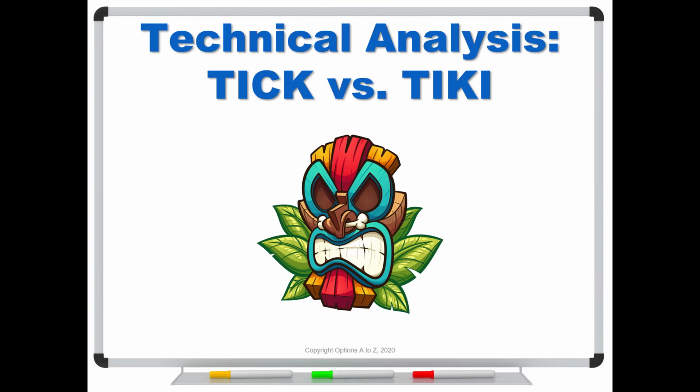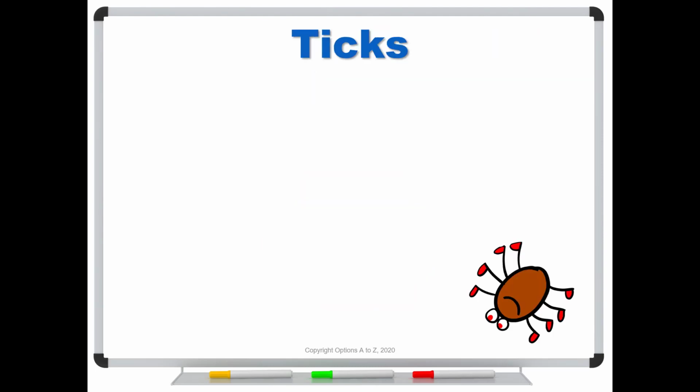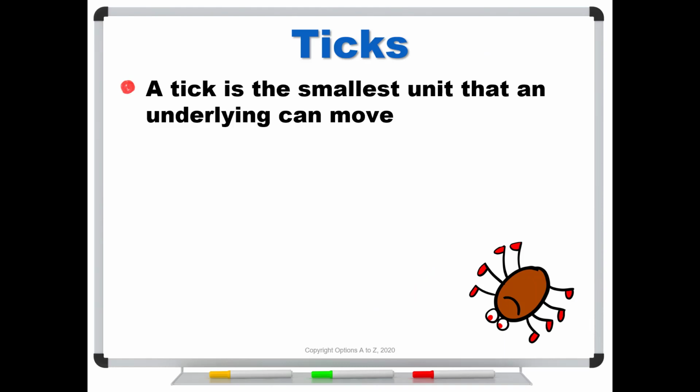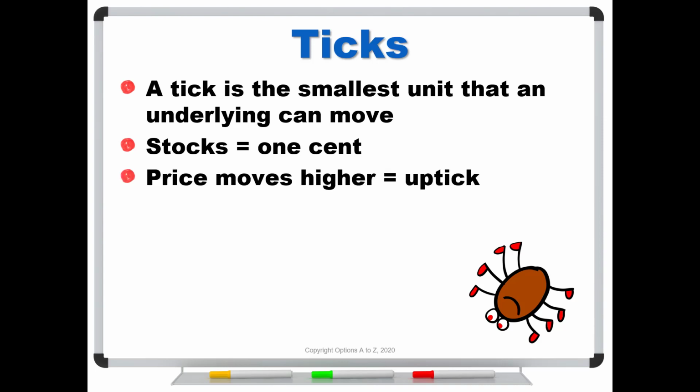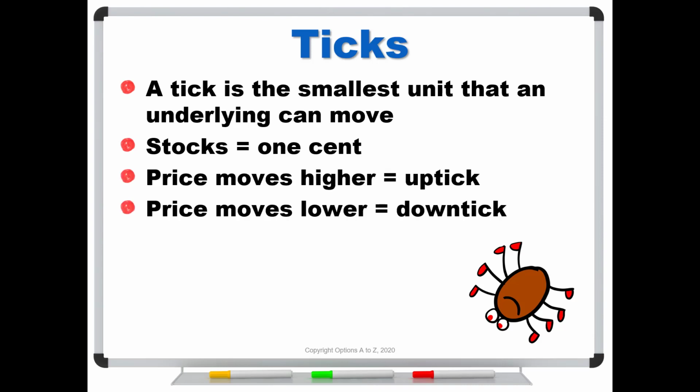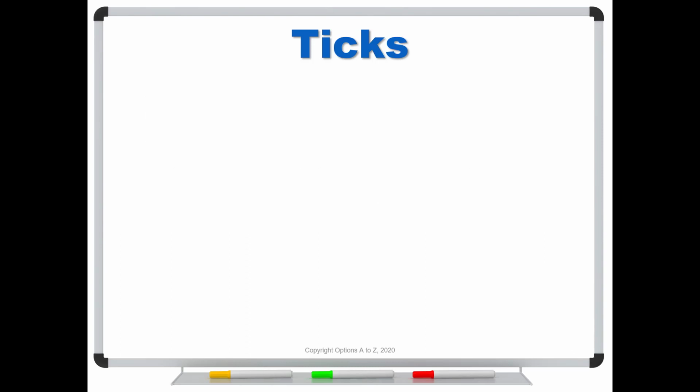To understand these, you have to back up a little bit and understand what a tick is. In the financial markets, a tick is the smallest unit that an underlying can move. For stocks, for example, it would be 1 cent. If the price moves higher from one trade to the next, that's an uptick, and if the price moves lower, it's a downtick. Now, there are a couple of special cases that apply to this, but they're easier to show with an example. So let's take a look at some ticks here.